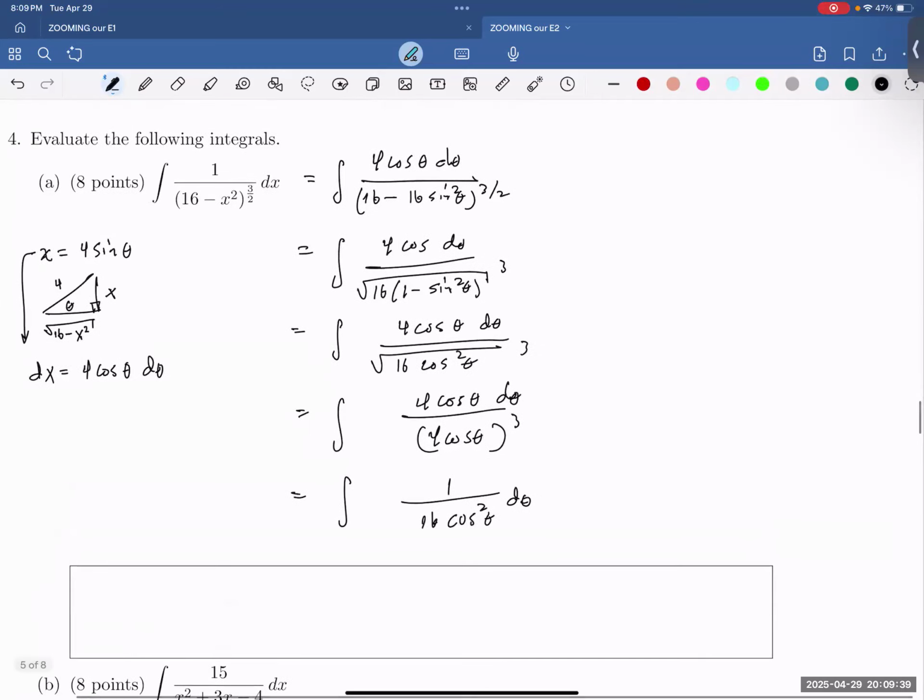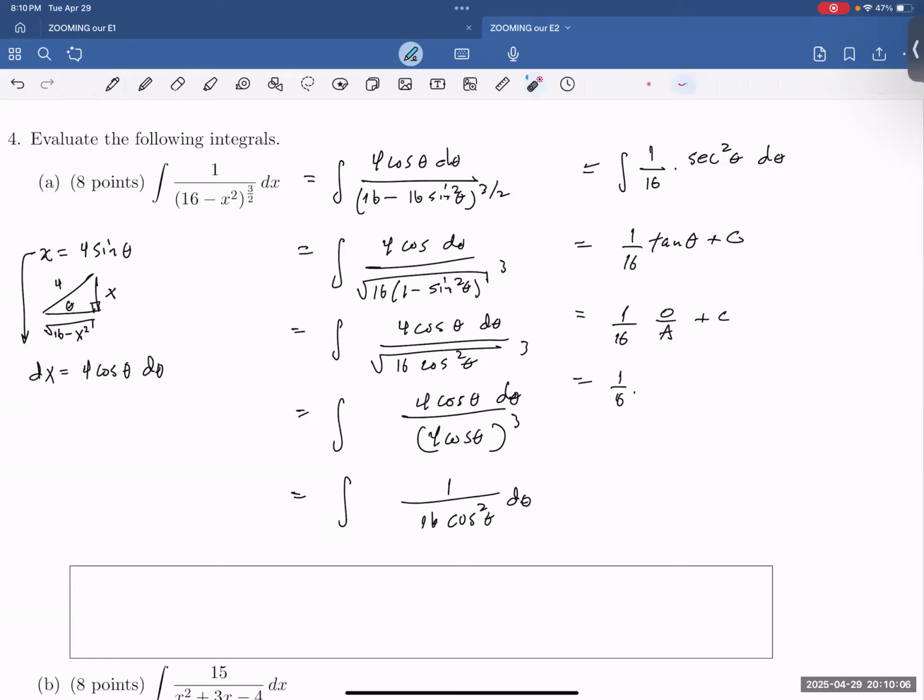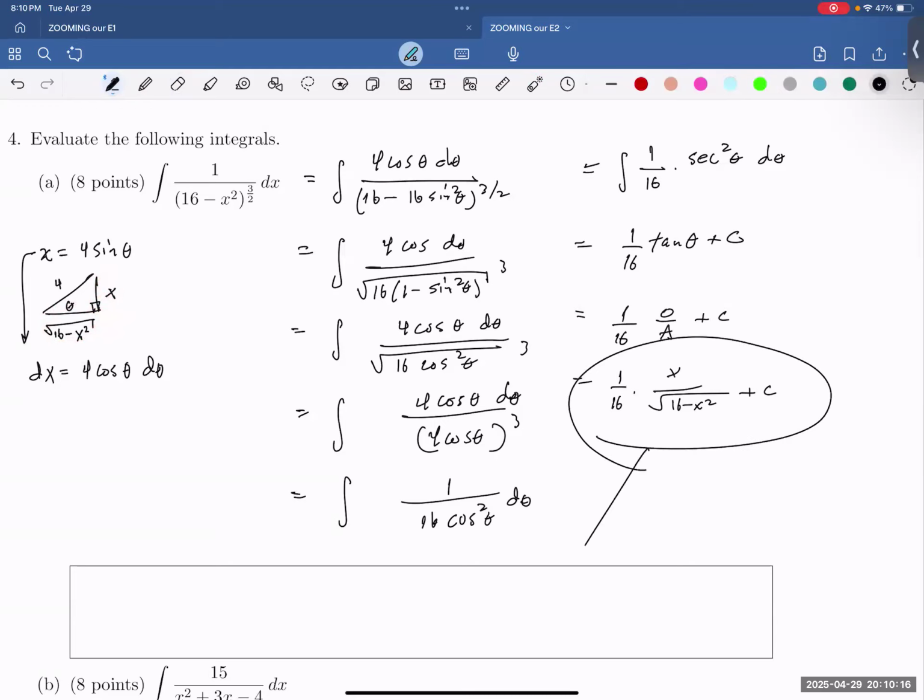Then that would turn into the integral of 1/16 secant squared theta, and I remember that's 1/16 tan theta plus a constant. Tan theta is opposite over adjacent. Opposite is this one, adjacent is that one. So x over root 16 minus x squared plus c. There you go.